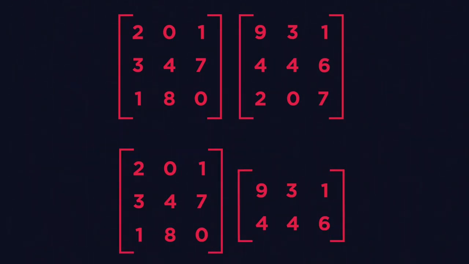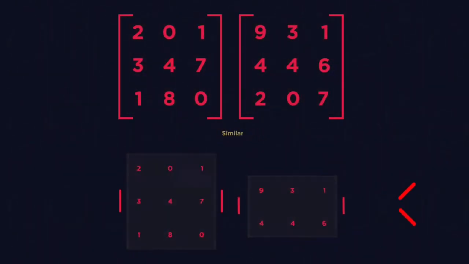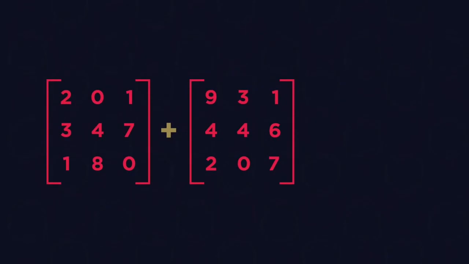A very important thing to understand is that in order to add up 2 matrices, they must be similar. Therefore, we can add up the first pair, but not the second. After we have made sure that the 2 have the same dimensions, we can then proceed with the actual addition, which is a simple and straightforward process. The rule dictates that we must add together the corresponding terms.